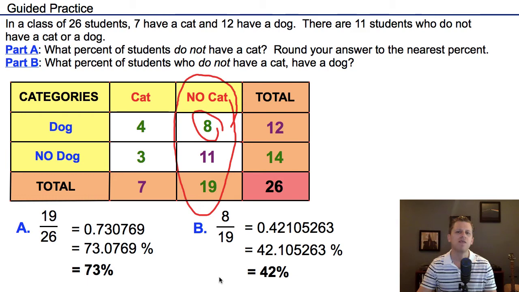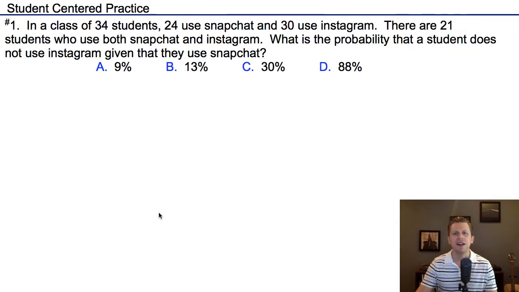Let's see if you can try one of these examples on your own. In a class of 34 students, 24 use Snapchat and 30 use Instagram. There are 21 students who use both Snapchat and Instagram. What is the probability that a student does not use Instagram given that they use Snapchat?